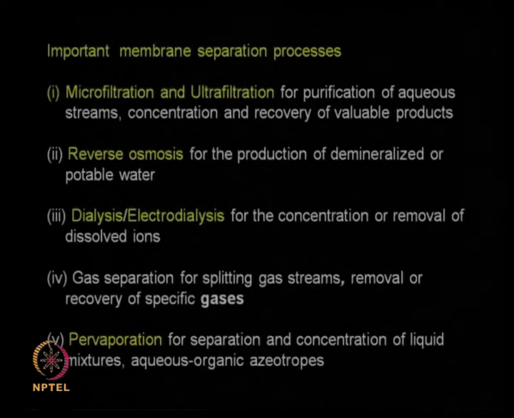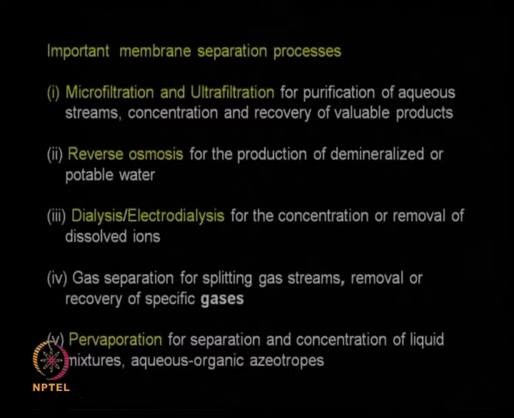So different types of membranes, again this slide you might have seen in the previous class. You have the microfiltration, ultrafiltration, nanofiltration and so on. So it is good for concentration, it is good for recovery of the desired product, it is good for removing a lot of salts or solids present in aqueous streams. Then we have reverse osmosis, which is used for desalination of water, so it can be used for demineralization and preparing potable water. Then we have the dialysis and electrodialysis.